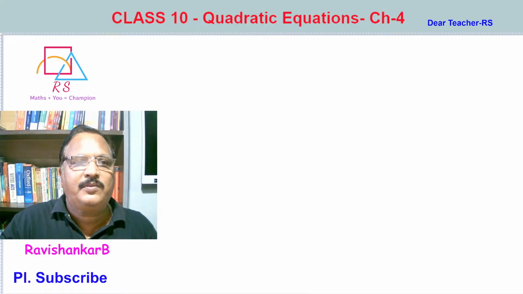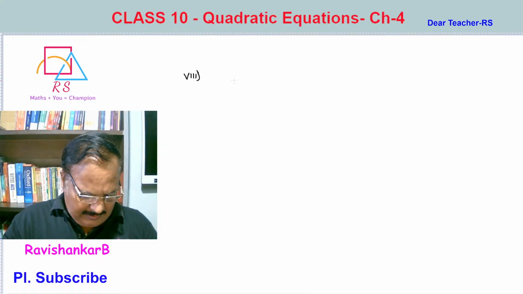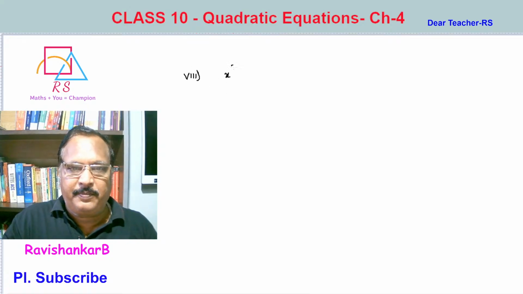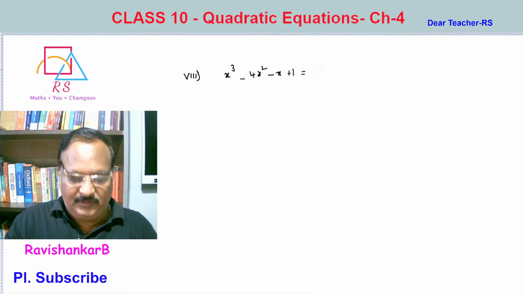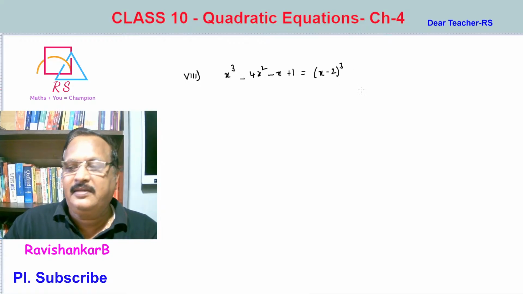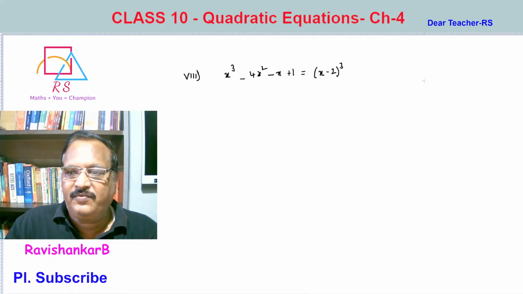Now I will do one more question for you. I will do just the 8th bit for you. X cube, when you are copying it into your book, you have to be very careful. X cube minus 4x square minus x plus 1 is equal to (x minus 2) whole cube. So here it is also not in the standard form, but the right hand side has a cube formula, the (a minus b) whole cube formula.